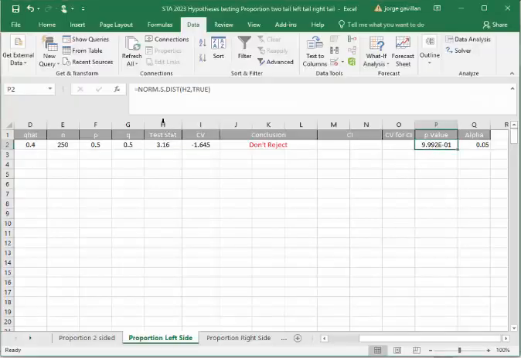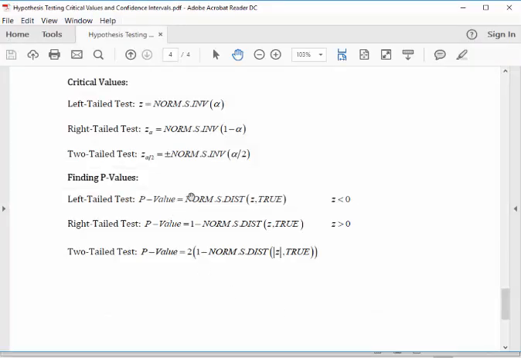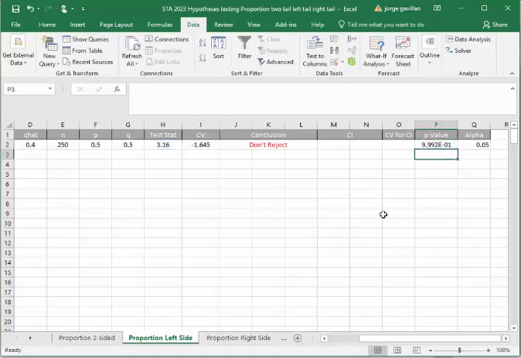So we're going to make sure that we have it. So here's going to be, oops, sorry, let me make sure I get the right one. It's a left tail test, sorry, it's not a right tail. So it's NORM.S.DIST, which is exactly what I need. And so for this particular one, it's telling us don't reject.